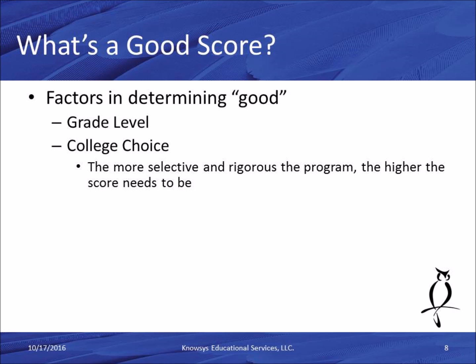Obviously, the more selective and rigorous the program or the university, the higher your score needs to be. So if you're trying to apply to an Ivy League school and you've got an average score, not very likely to get admitted. And just the reverse, if you're applying to an average university and you've got an average score, then hey, you're probably actually looking pretty good for admission. It'll be other factors that'll determine whether or not you get admitted.